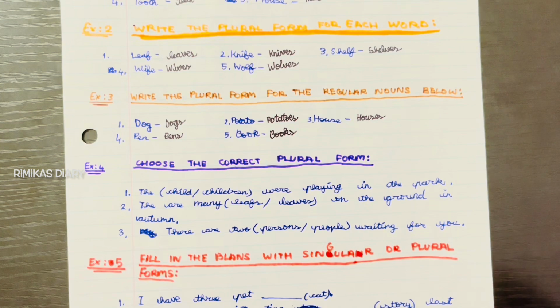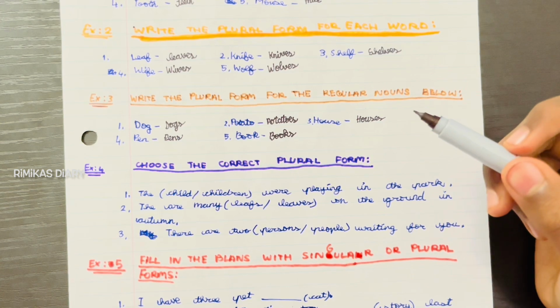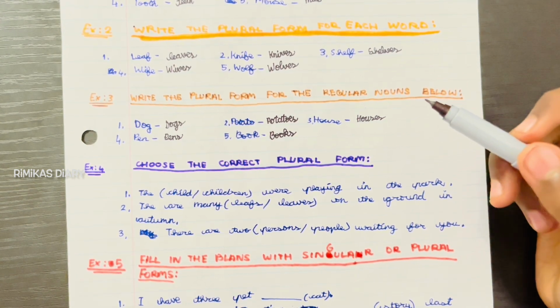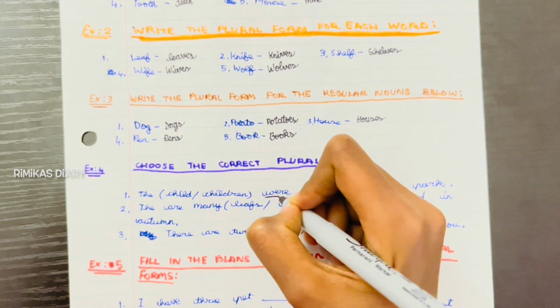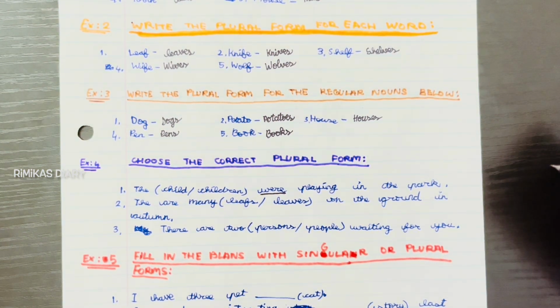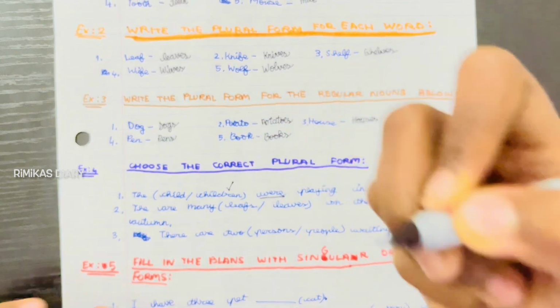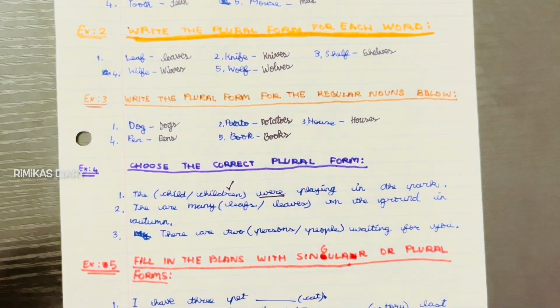Exercise 4. Choose the correct plural form. First question. The child or children were playing in the park. So in this sentence, you can see the verb were. Were is used when there is a plural form. So I'm picking children. The children were playing in the park.